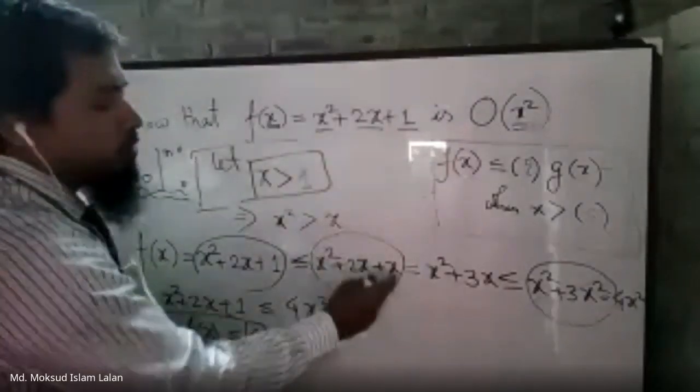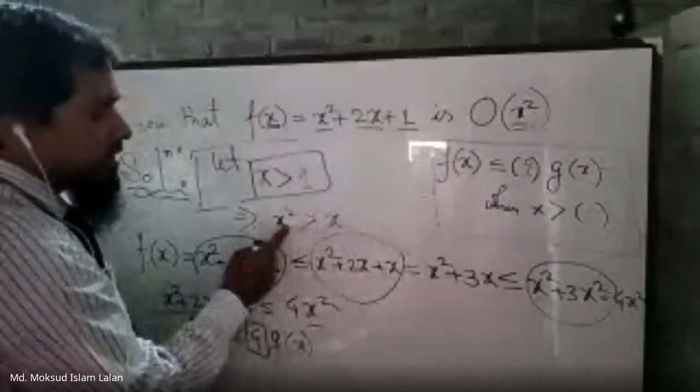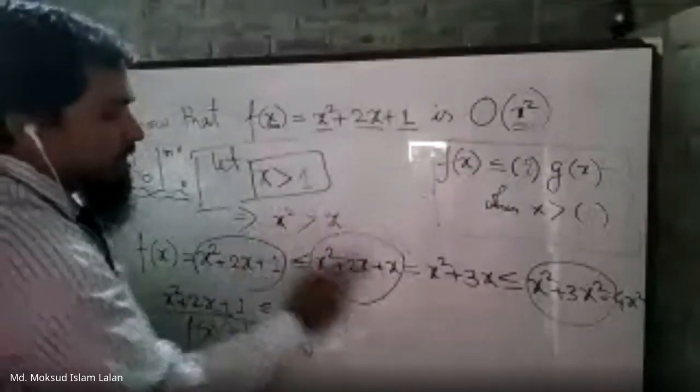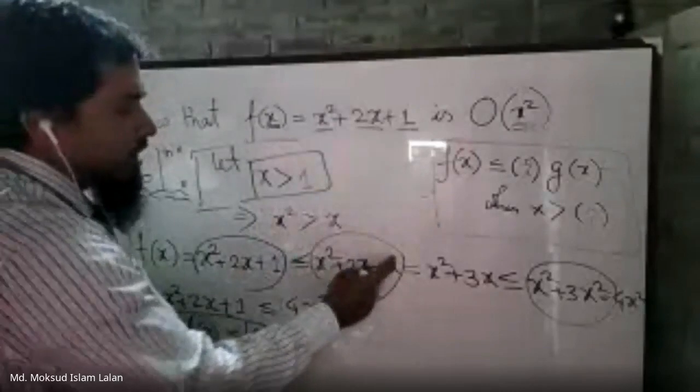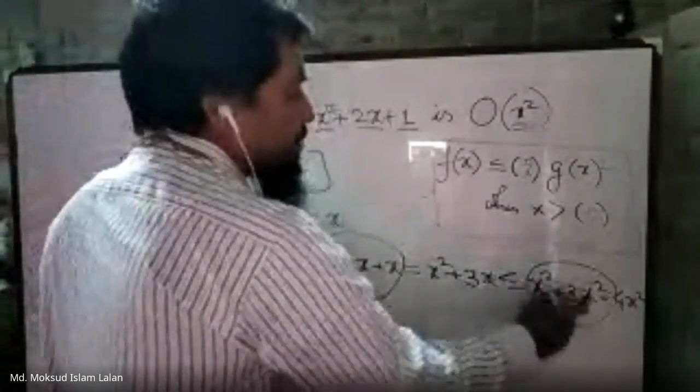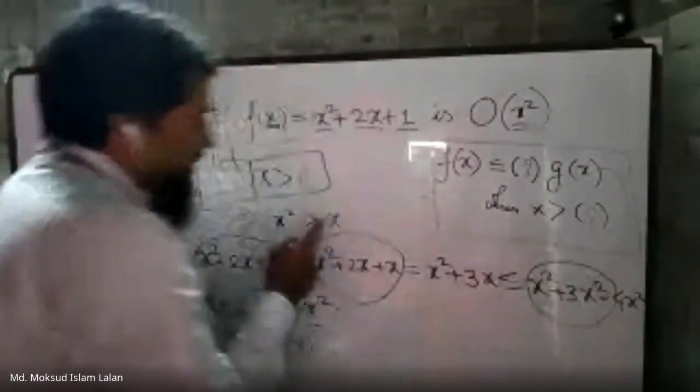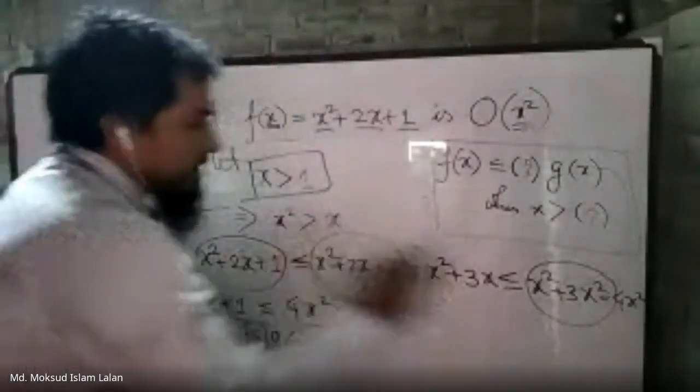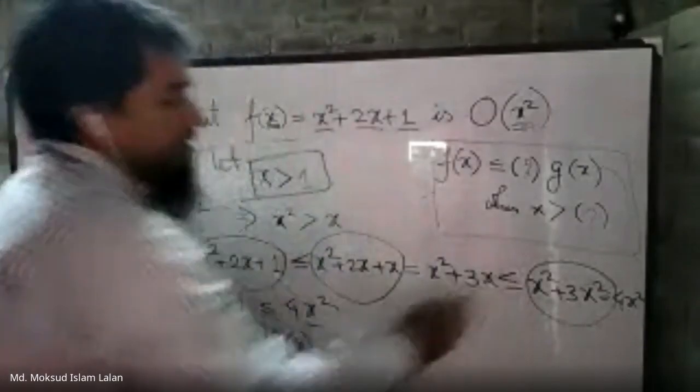Again, we want to substitute x by x square. So here, thrice x: x is substituted by x square. So 3 times x square, because x square is greater than x. That's why we are using the greater sign again. Do you understand, Ruhul? Yes, sir. So here, what is the term?